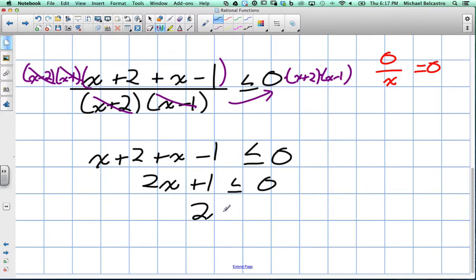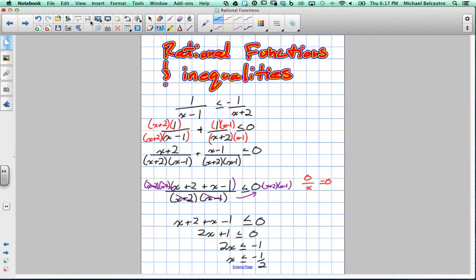Bring our 1 over, 2x less than equal to negative 1, and divide by 2, and x is less than and equal to negative a half in this version. That makes so much sense. Yeah, I can show you.